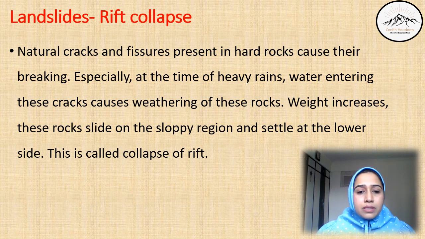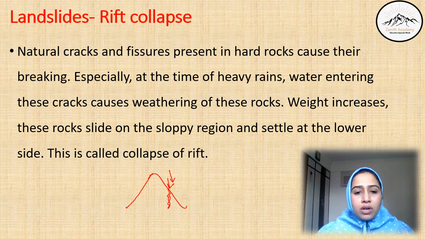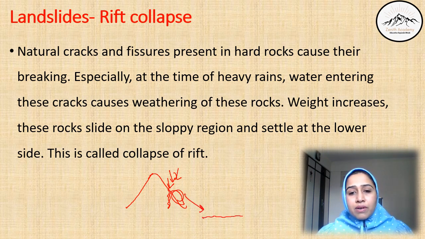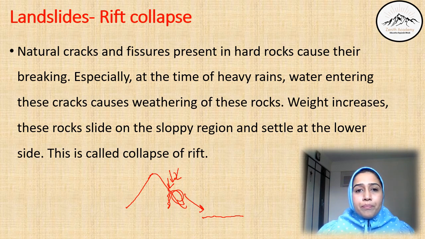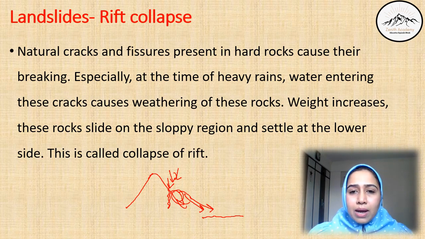For example, see, if this is a mountain, this particular part has a crack, fissure. So the rainwater will get accumulated inside. Due to the force of rainwater, this rock will break and eventually slide here on the slopy region and settle down somewhere on the lower altitude. So this is called a collapse of rift or landslide. The land from this higher altitude or a mountainous region has slid down to the lower area. This is a landslide or a rift collapse.